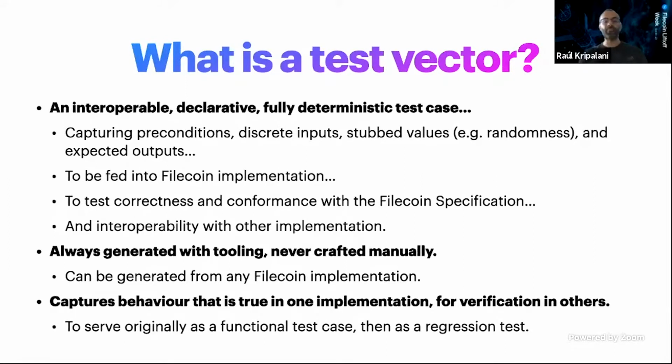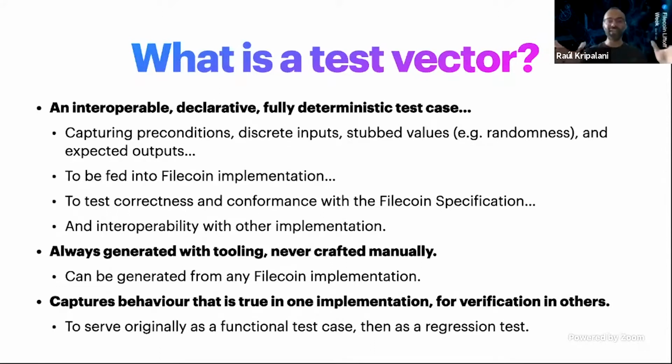So this allows us to test the correctness and conformance with the Filecoin specification, and also the interoperability with other implementations. An important thing is that test vectors are never crafted manually. They're never written with fingers, right? They're always generated with tooling. They can be generated from ideally any Filecoin implementation. Right now, they're being generated from Lotus. And there are 2 ways to create test vectors. I'll talk about that in a second.